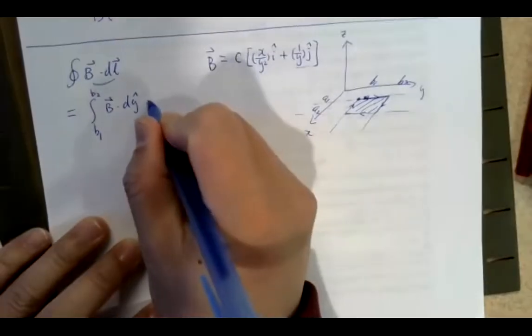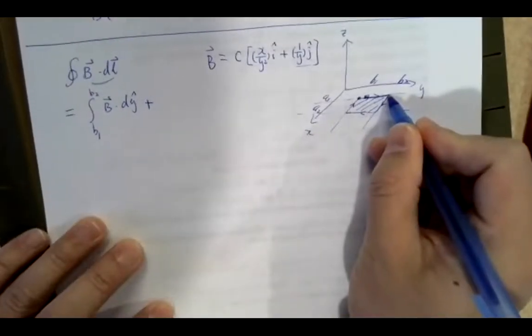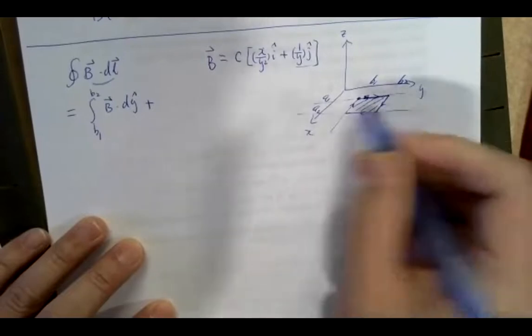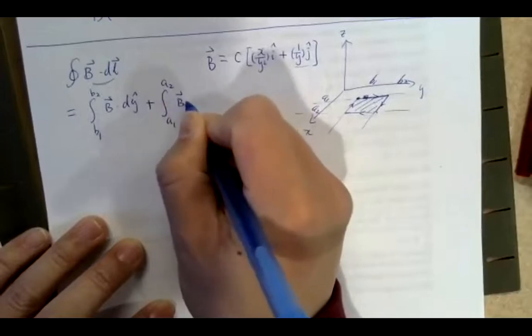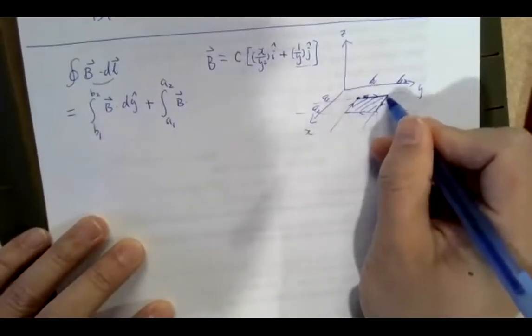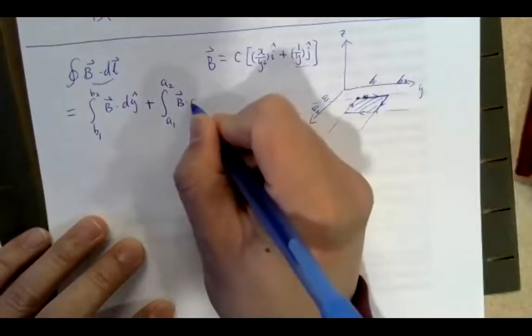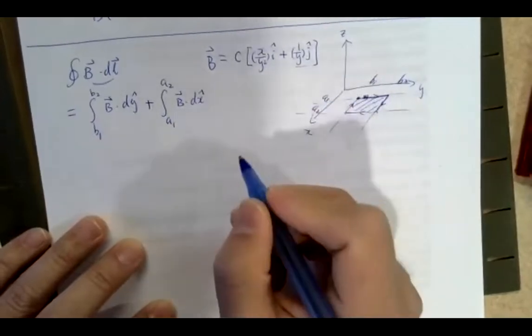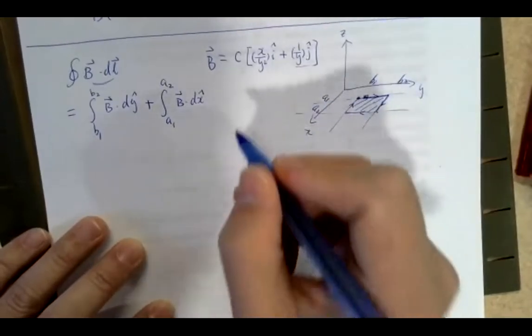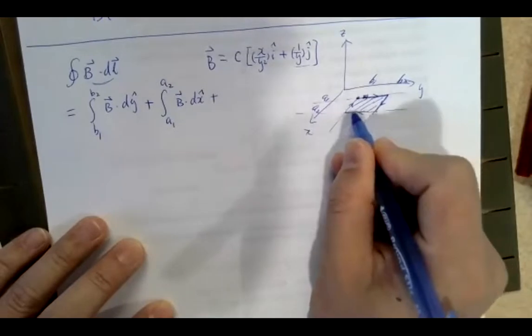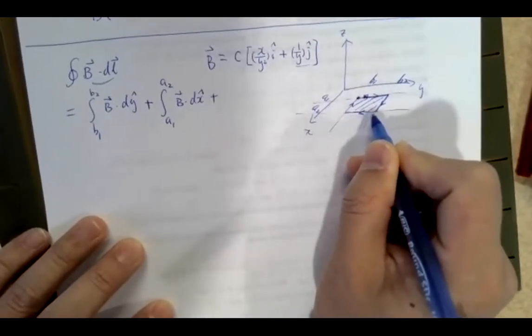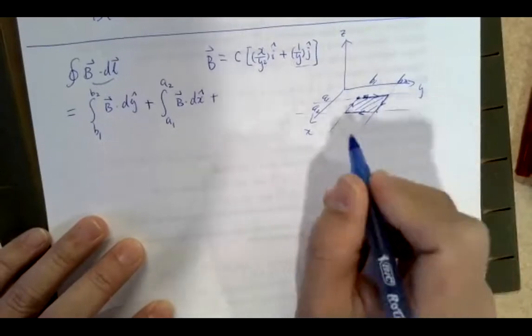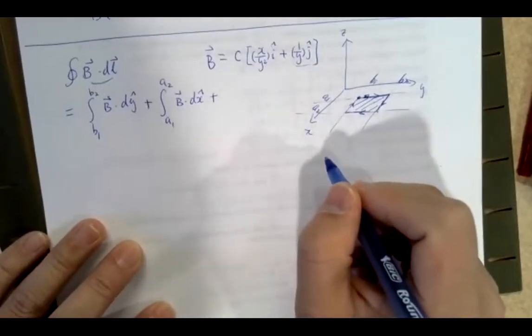And plus the next one, I will go from A1 to A2. So integration of A1 to A2, the B field, the DL in this case would be in this X direction. Okay, so the X direction. And then plus the third part here, this would be again in the dy direction, negative Y direction.